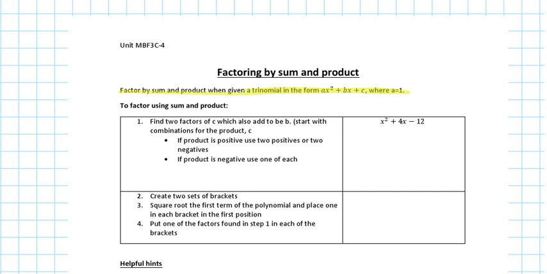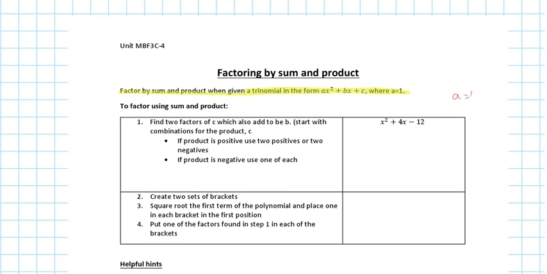Okay, so a is 1, and I need to be able to determine this. I need to be able to understand that a is 1, b is 4, and c is negative 12. Why do I need to know this? Because we're going to use the b and the c. Now, a has to be 1. Now, we're going to use the b and the c to be able to factor.